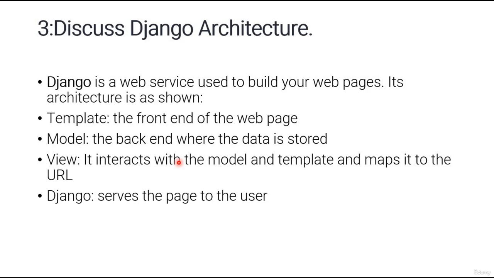Discuss the Django architecture. Django is a web framework used to build your web pages, and its architecture is shown like this: it has a template, the front end of the web page. Then it has a model, the back end where the data is stored. Then it has a view, which interacts with the model and template and maps it to a URL. So actually the view is working for mapping the URL. And then Django serves the page to the user. So this is the basic architecture of Django.